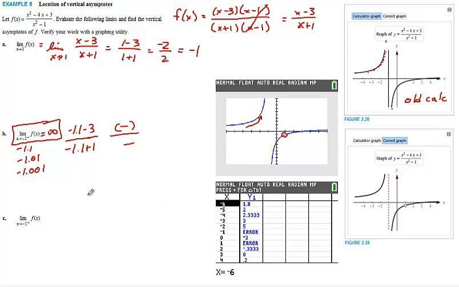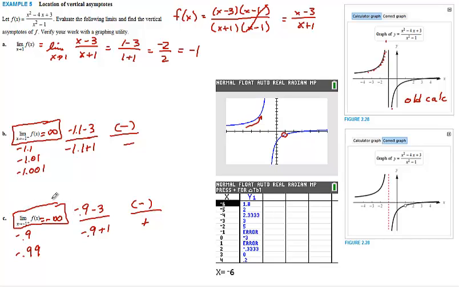As I'm going to -1 from the right, this means I'm looking at putting in numbers like -0.9, -0.99. I'm getting closer and closer to -1 from the right. So I'm just going to plug in, say, -0.9. So -0.9 minus 3 over -0.9 plus 1. The numerator would be a negative. The denominator would be a positive. That tells me this thing is going to negative infinity, and my graph confirms that as well.